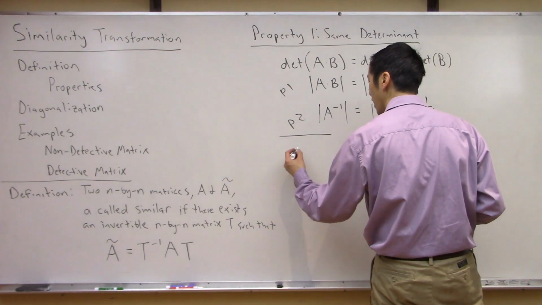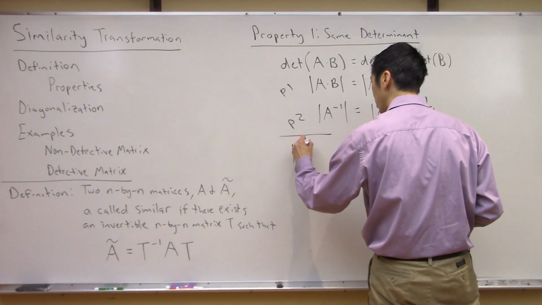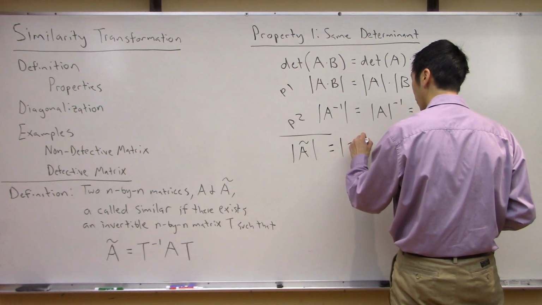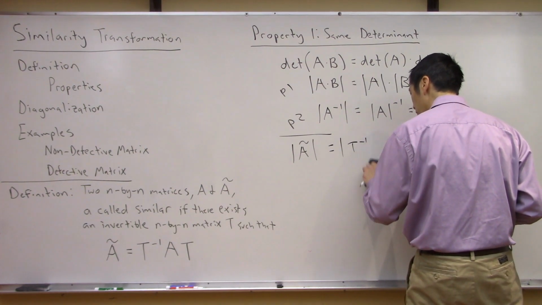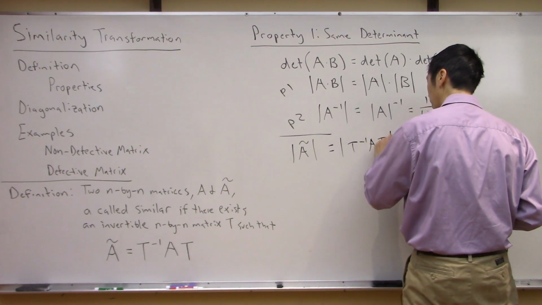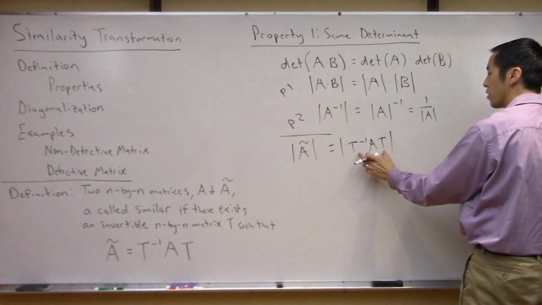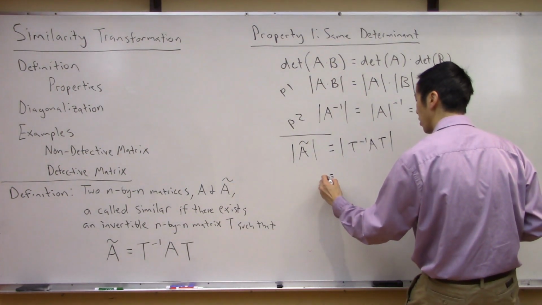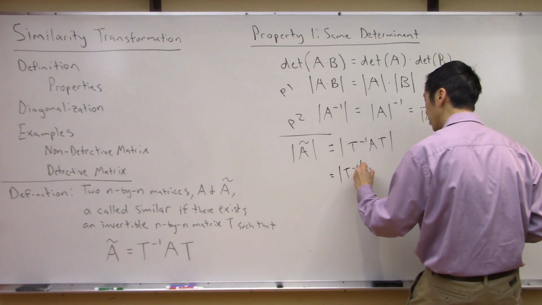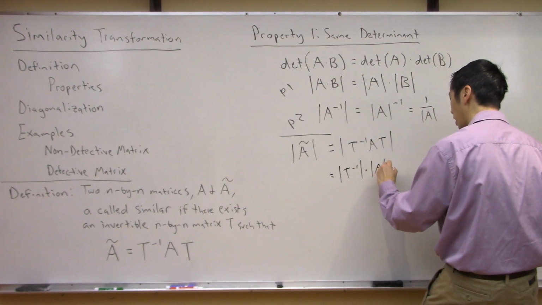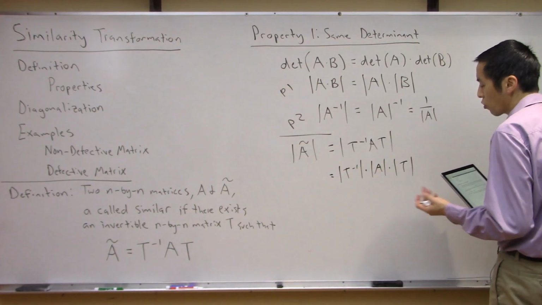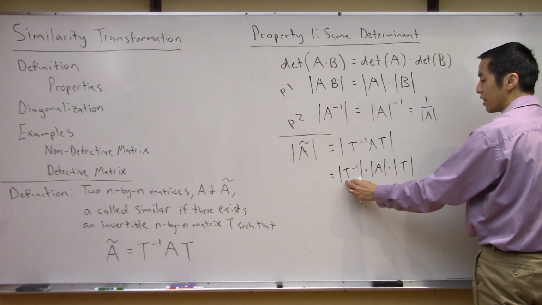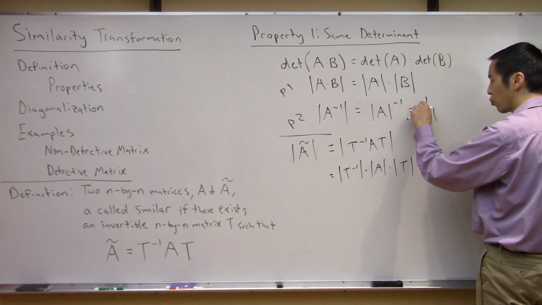So let's investigate the determinant of A tilde. We said A tilde is just T inverse A T. Now let's use P1. This is a product of 3 matrices, so I can break them up into individual determinants. In other words, I can write this as the determinant of T inverse times the determinant of A times the determinant of T. Great, and now let's use the P2 property: since this is the inverse of T, that's just 1 over the determinant of T.